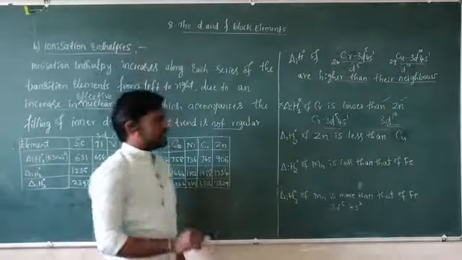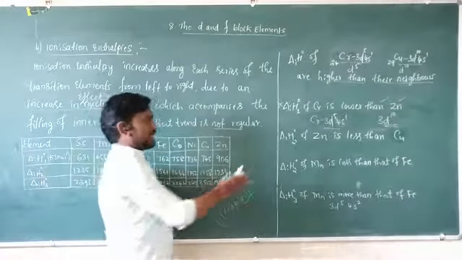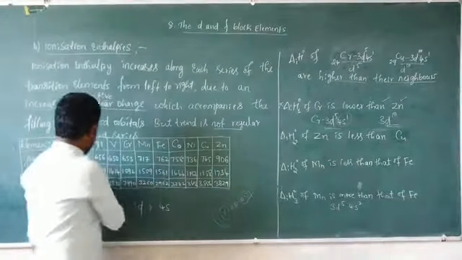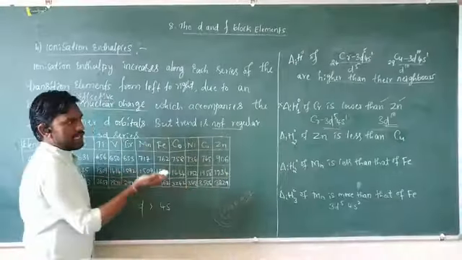Third one, second ionization enthalpy. It means removal of 2 electrons. Second ionization enthalpy of zinc is less than that of copper.